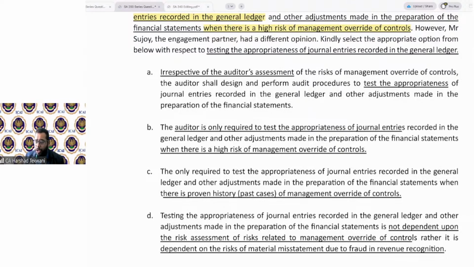So the question is, when there is a high risk of management override of control, only at that particular point in time am I required to test the appropriateness of journal entries recorded in the journal record. Otherwise, I'm not required to test. That is the question: whether this is appropriate or correct or not. If not, then what is the correct option?